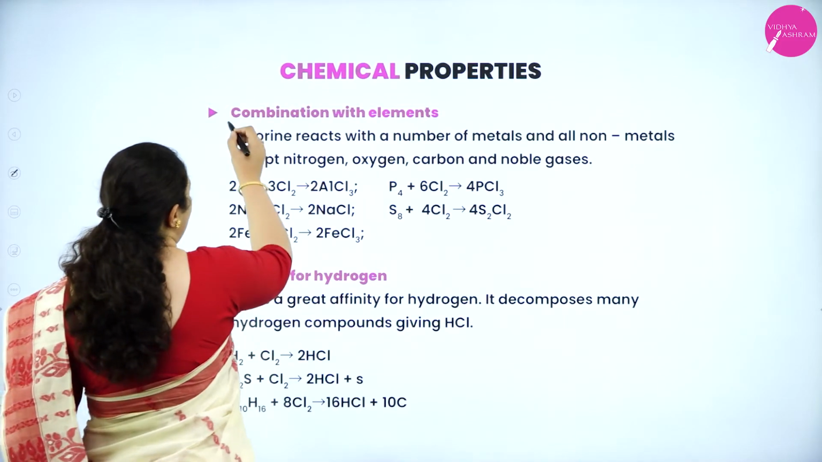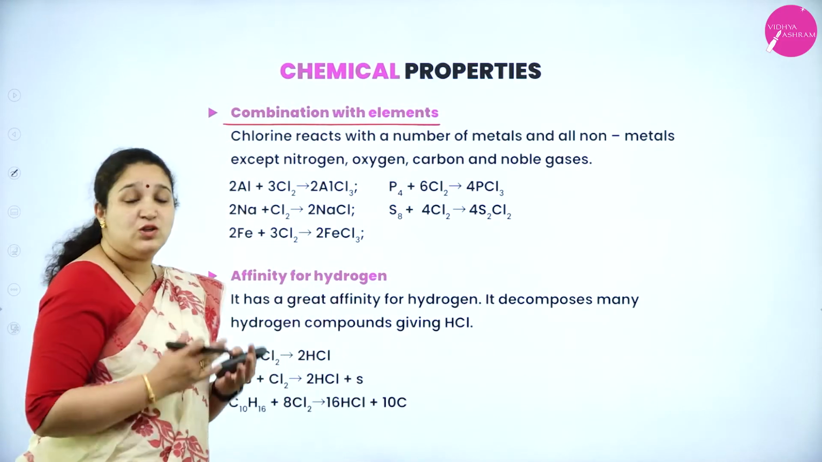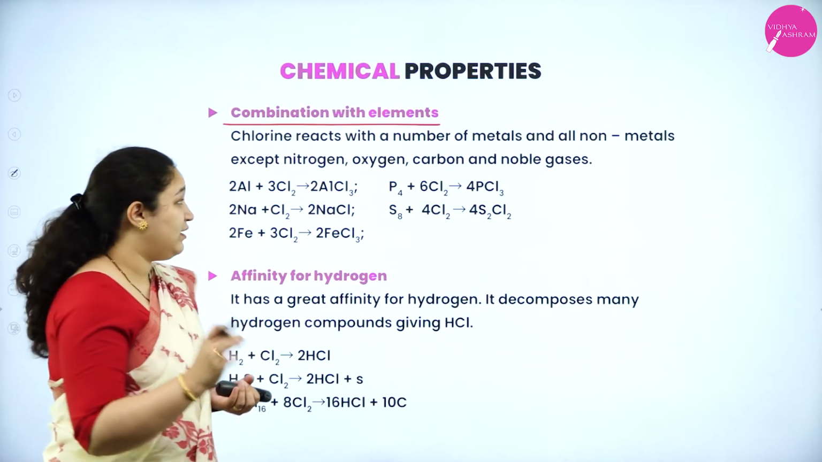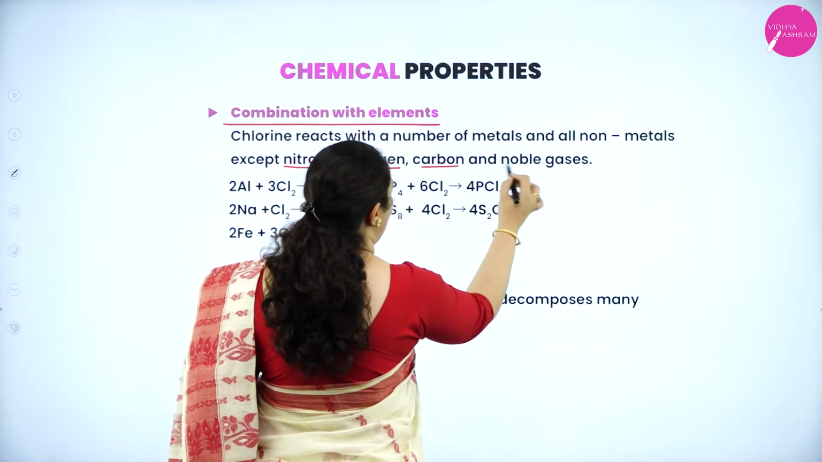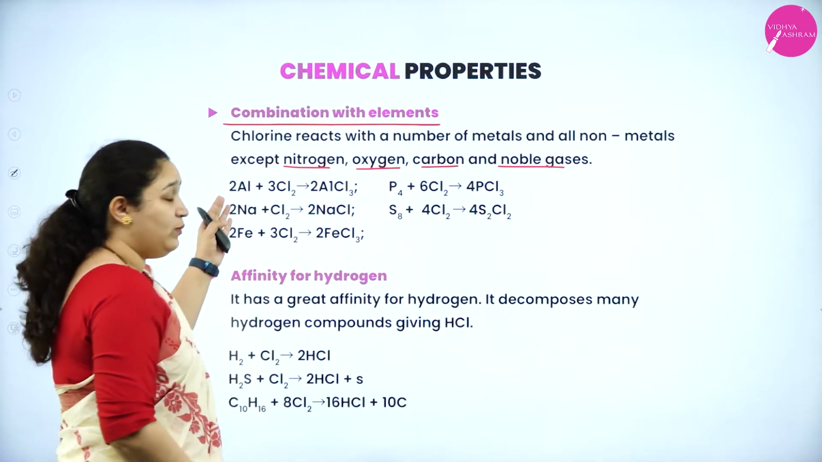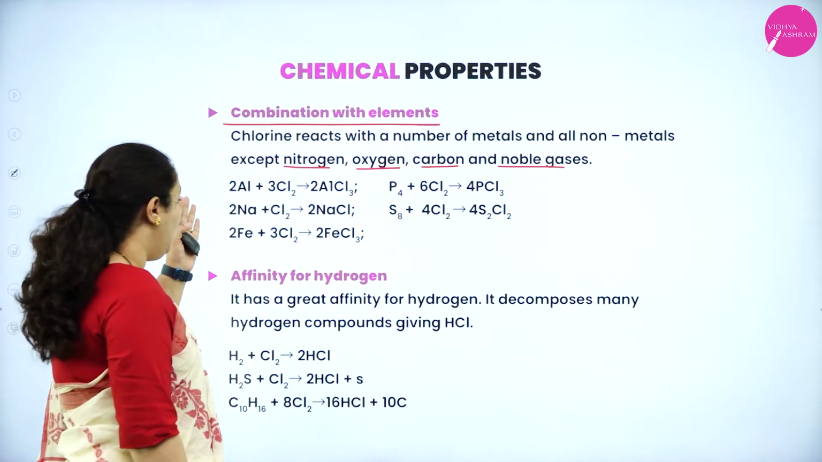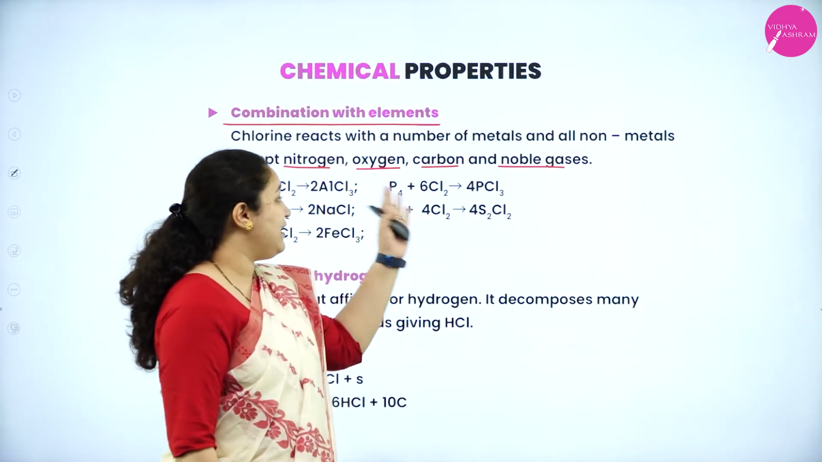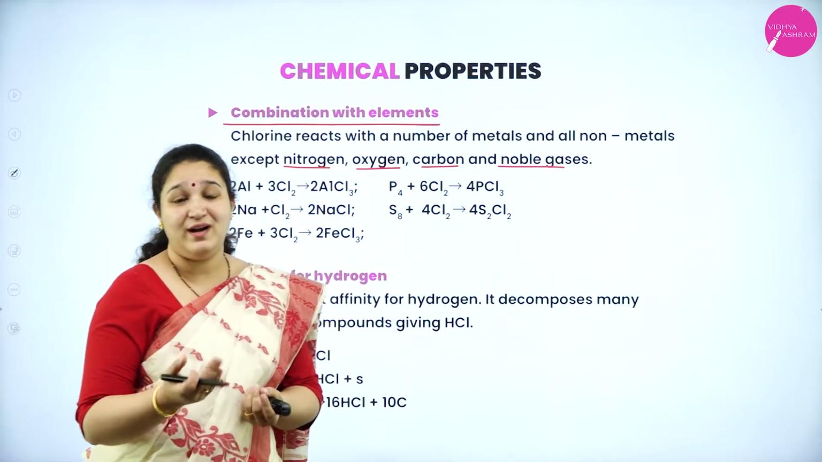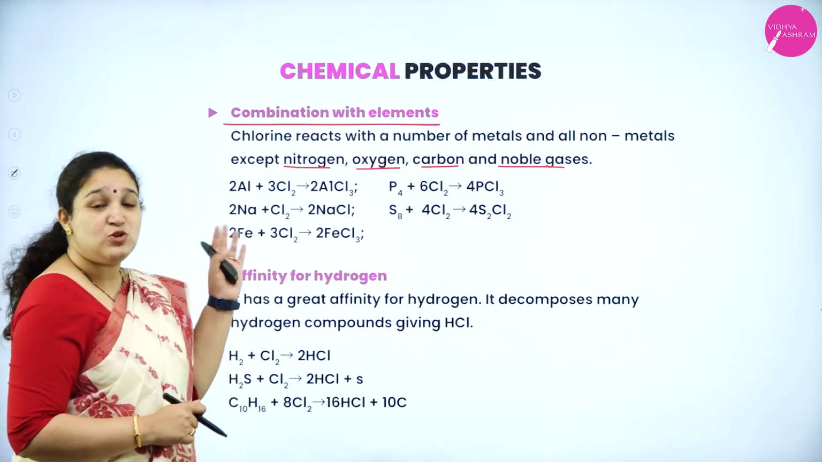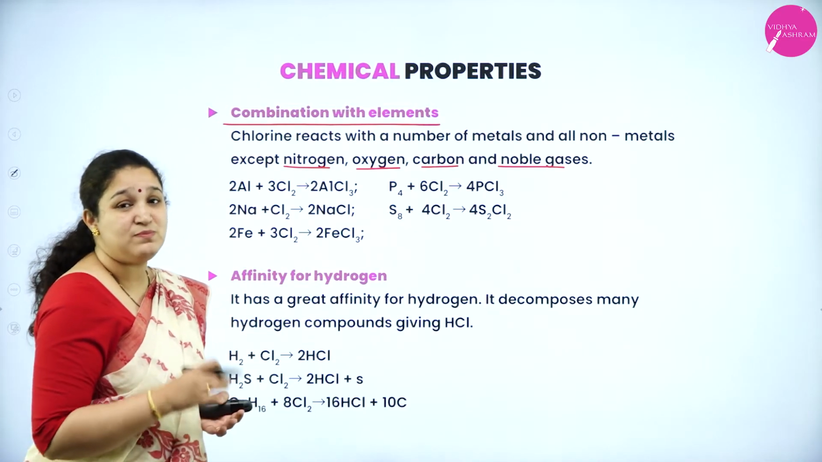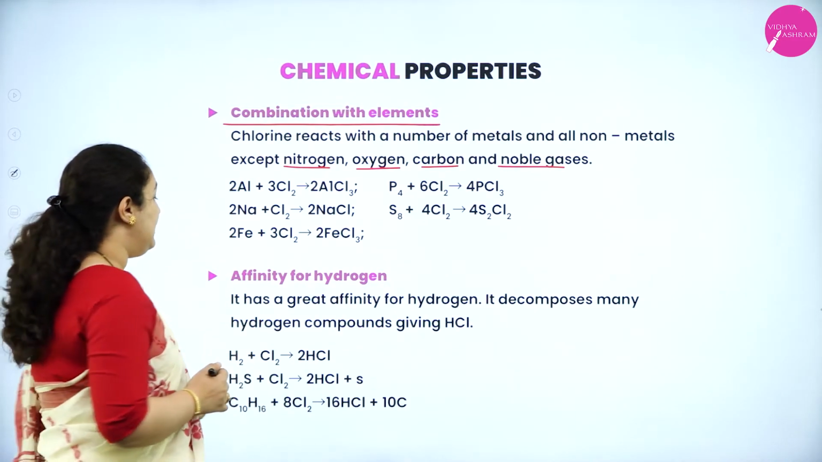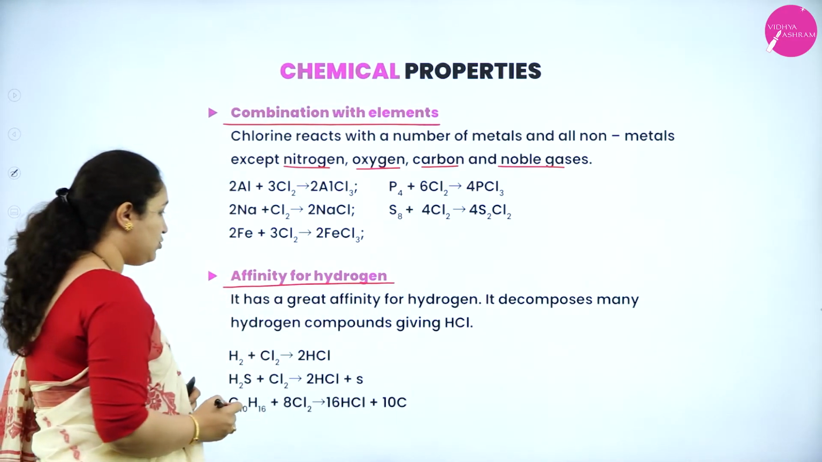First is combination with the elements. Chlorine reacts with a number of metals and non-metals, but it does not react with nitrogen, oxygen, carbon and noble gases. You can see with aluminium it will form aluminium chloride, with sodium, sodium chloride, with iron it will form ferric chloride, with sulfur also it is reacting, with phosphorus it forms trichloride as well as pentachloride, isn't it? So it will react with many metals and non-metals, but it does not react with nitrogen, oxygen, carbon and noble gases.